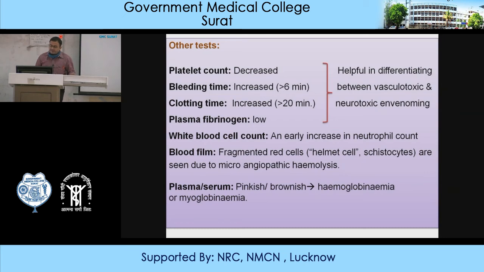White blood cell count shows an early increase in neutrophil count. In the blood, fragmented red cells, helmet cells or schistocytes are seen due to microangiopathic hemolysis. Plasma and serum are pinkish-brownish due to hemoglobinemia or myoglobinemia.